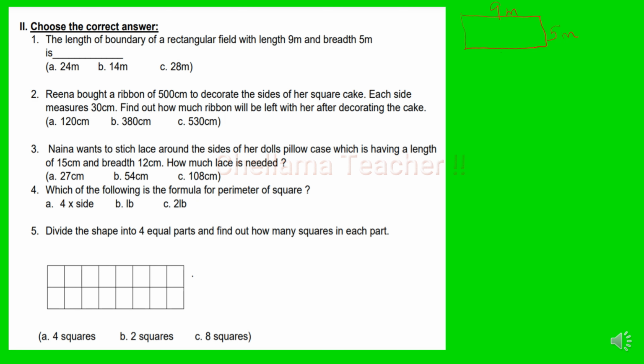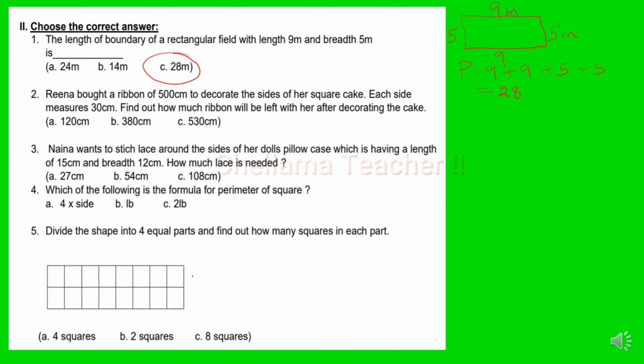So opposite sides are equal. Here also 9 and here 5. So perimeter P is equal to 9 plus 9 plus 5 plus 5, or we can use the formula also. So the answer is 9 plus 9, 18. 18 plus 5 is 23. 23 plus 5 is 28. 28 meter. As the unit is given in meter, the answer is option C, 28 meter.